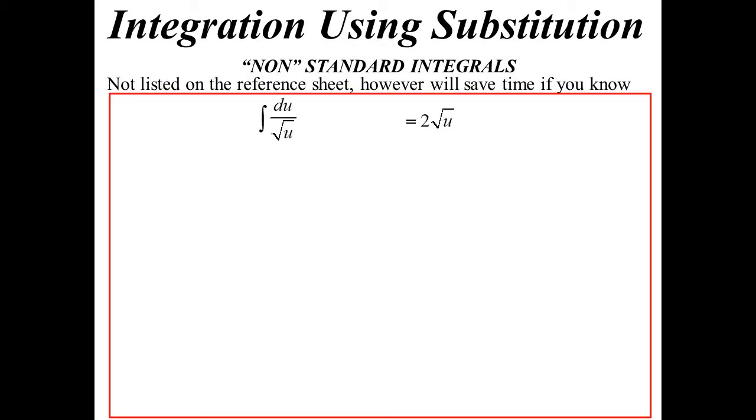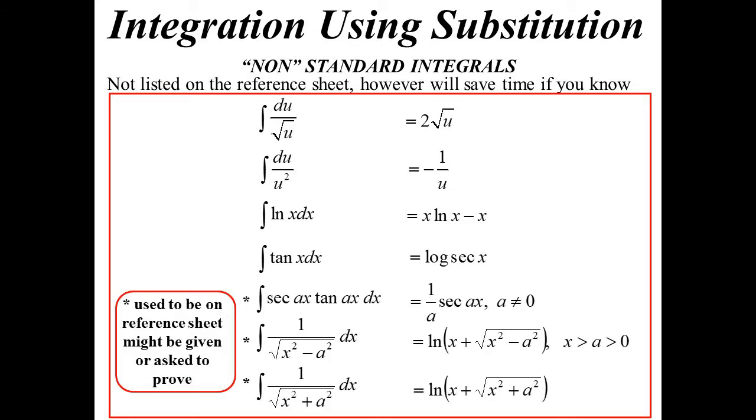So there's the du on root u, so that'll be 2 root u. Du on u squared, that's another one that comes up a lot. You end up with minus 1 on u. Log x, you get x log x minus x. Tan we've talked about. I've left the absolute value signs off there, but log of sec, or of course you could go minus the log of cos.